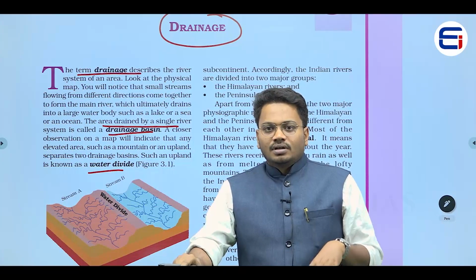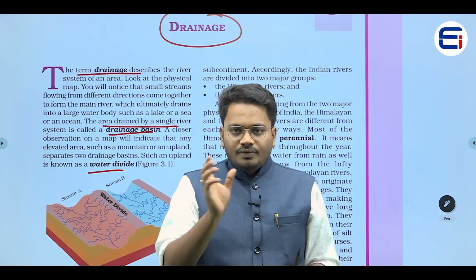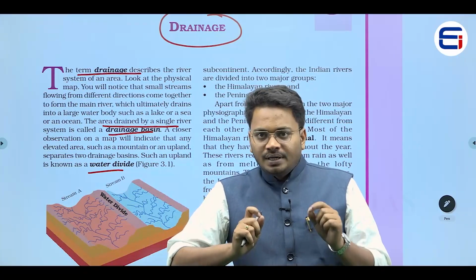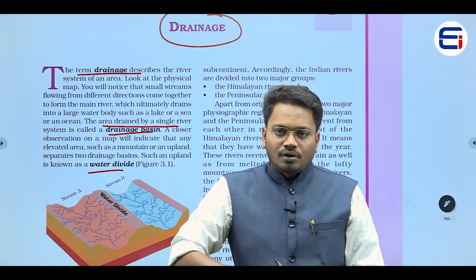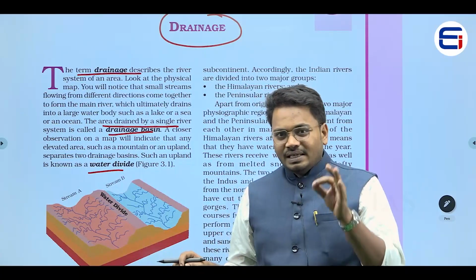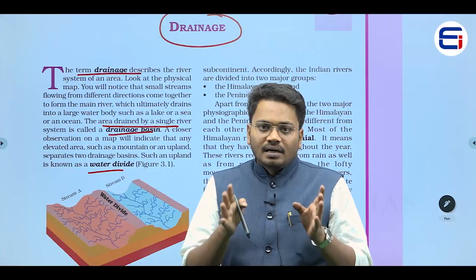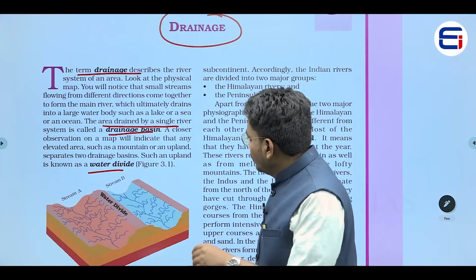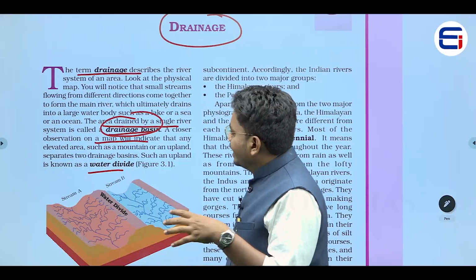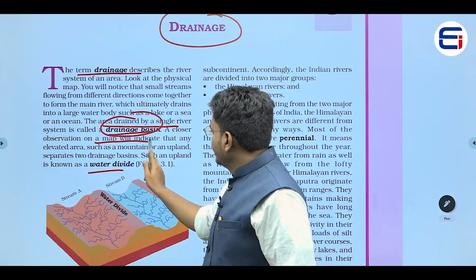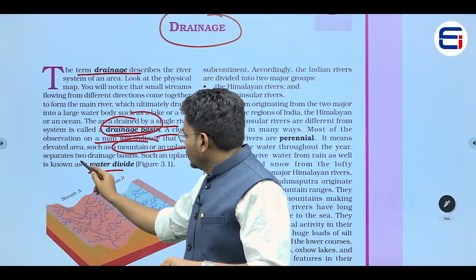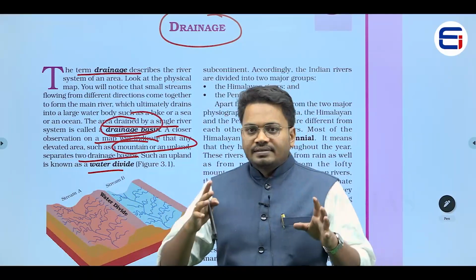Now the area drained by a single river system is called a drainage basin. This is the second important point which we have to understand, right. Without knowing what drainage and drainage basin mean, it would be difficult to understand these geographical terms. Now what is meant by drainage basin? A drainage basin is any area that is drained by a single river, and that particular area or region is called a drainage basin. A closer observation on a map will indicate that any elevated area such as mountains or an upland will be separating 2 drainage basins. Such an upland is called a water divide.